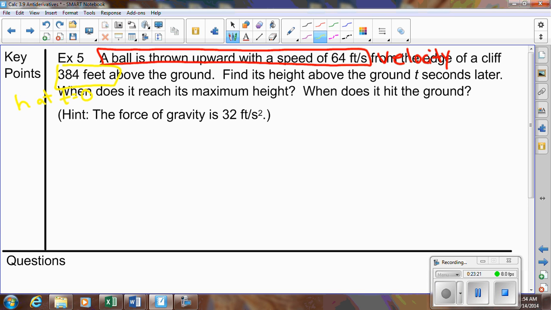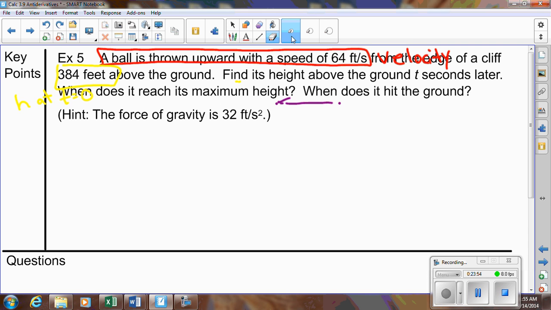So find the height above ground t seconds later. Well, of course, if we can create the equation for the height above ground, then we can say when is the maximum. We can say when does it hit the ground. Those are all things that we can figure out. But it's going to be based on the idea that we will need this equation.